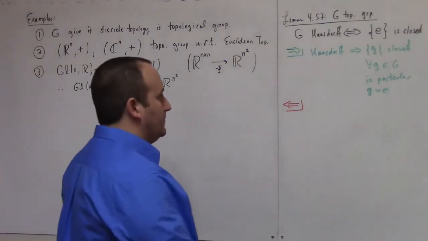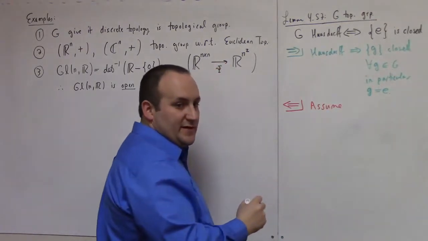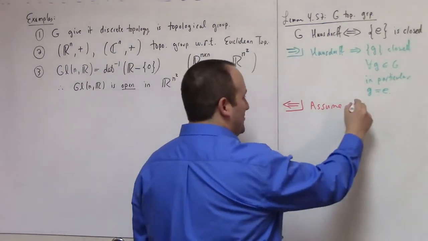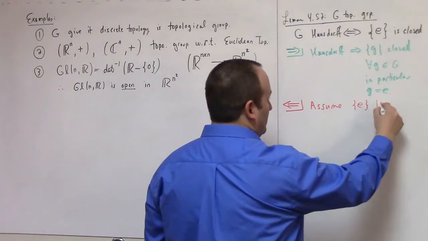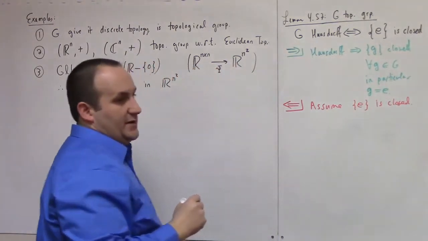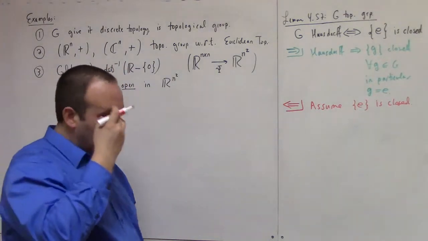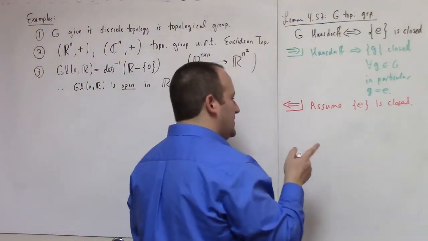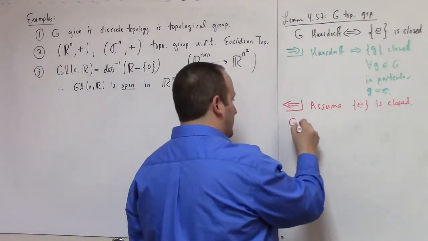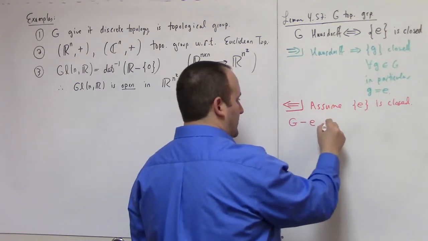So we do what? Assume. I'm going to jump off the deep end and just try to freeform prove it, see what happens. There's no telling. Assume the singleton {e} is closed. We want to show G is Hausdorff. So E is closed. What's that mean? That means that G with e removed is open.